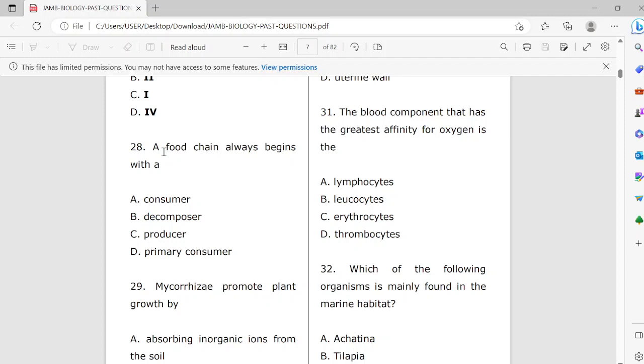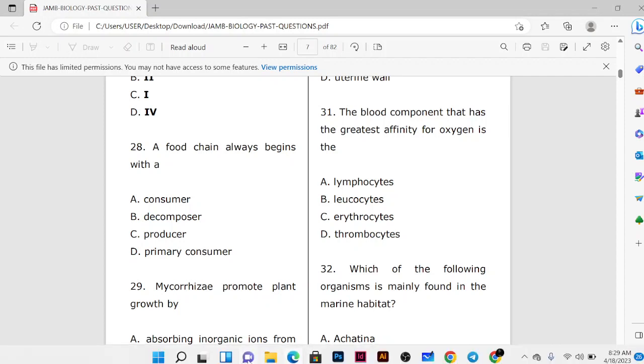A food chain always begins with a dash. Option A, consumer. Option B, decomposer. Option C, producer. And option D, primary consumer. Those are the options that we have. So those are the options that we have.